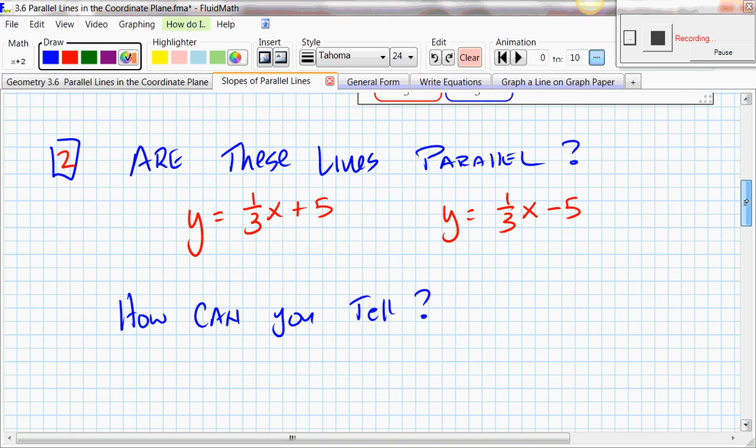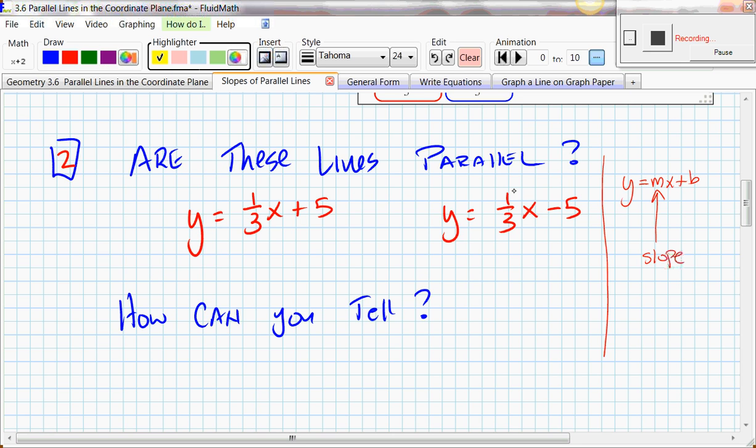Okay, so then we had a question. It says, are these lines parallel? How can you tell? Well, we reviewed the other day that given a line in the equation of the form y equals mx plus b, the m represents the slope. So for us, in this particular problem, I have a slope of 1/3 in this equation, in this line. I have a slope of 1/3 in that line, right?